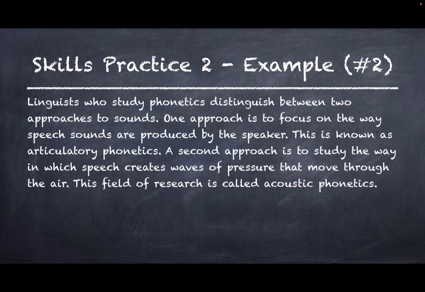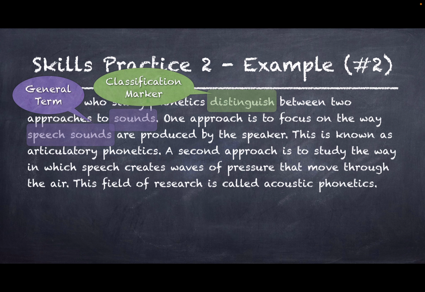All right, so let's break this down. In this case, the paragraph is talking about sounds or speech sounds. So that's our general term. That's what we're going to break up into categories. To help us identify the categories, we want to try to find the classification markers. The classification marker here is distinguish. Was that the same classification marker that you found? Great. So now it says distinguish between 2 approaches. How do I know what those 2 approaches are? Can you figure it out?